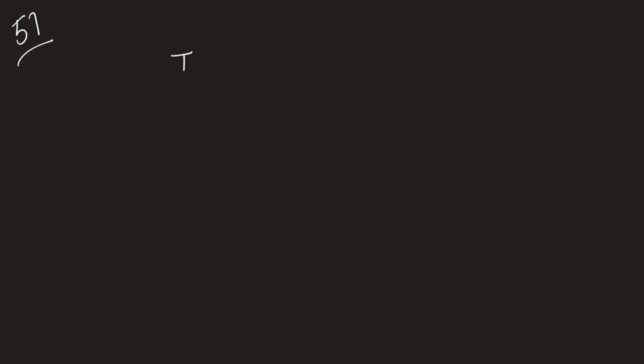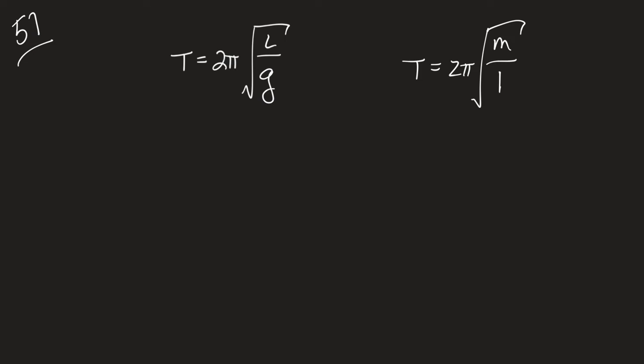If we start with just talking about period, for a pendulum, that's 2 pi times the root of L over G. And for a spring mass system, that's 2 pi times the root of M over K. Of all the things that are here, does anything related to the pendulum or the spring mass change when you take that system up to the moon?